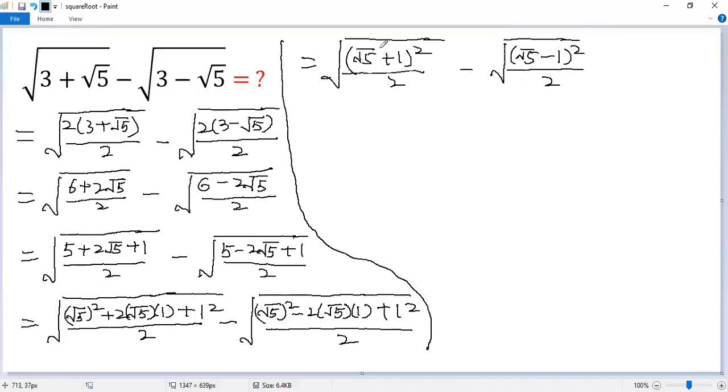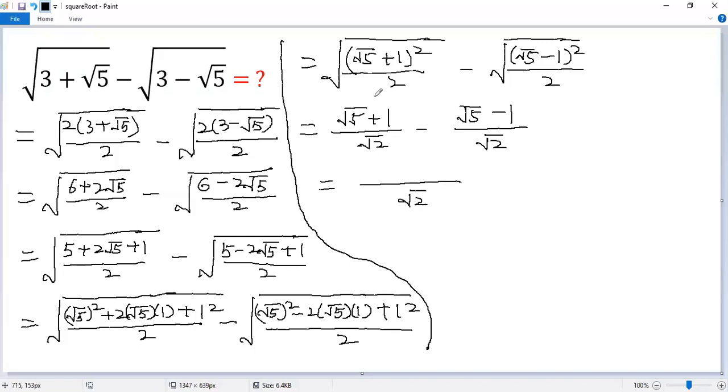Now distribute the square root for top and bottom. So we get the top just equals square root of 5 plus 1. The bottom, square root of 2. For the second, the top is square root of 5 minus 1 over square root of 2. Now we can combine them. So the bottom is square root of 2. The top, square root of 5 minus square root of 5 is 0, and 1 minus negative 1 is 2.